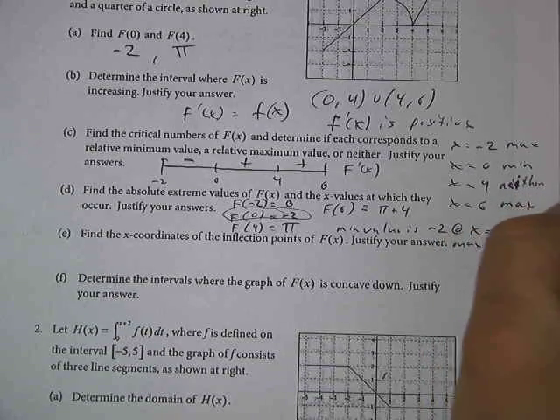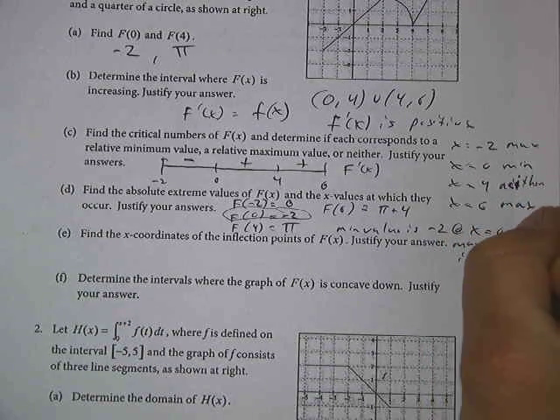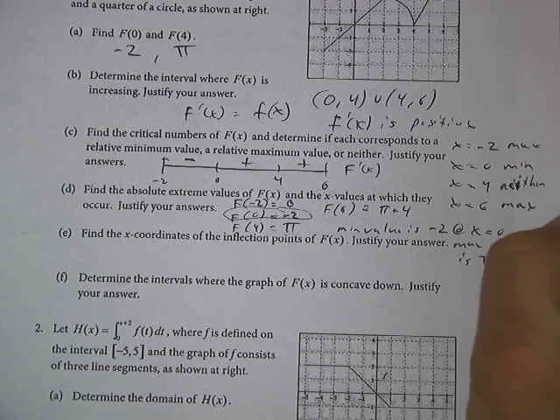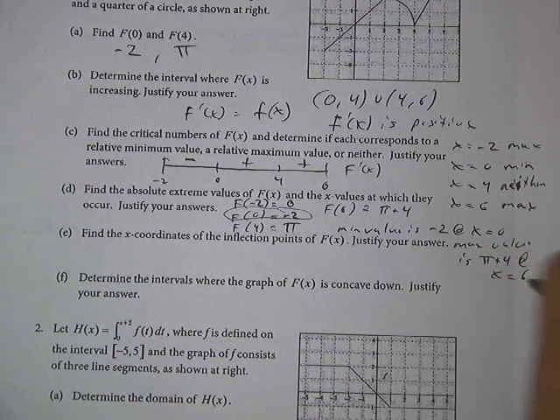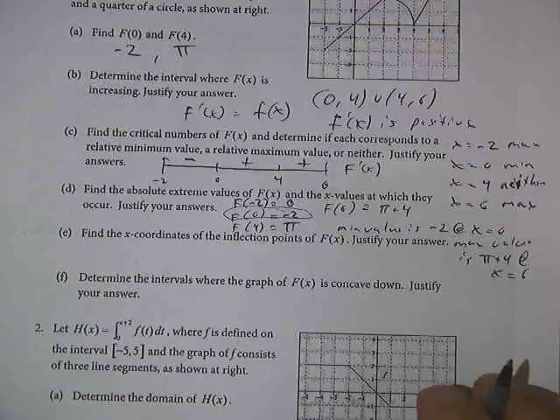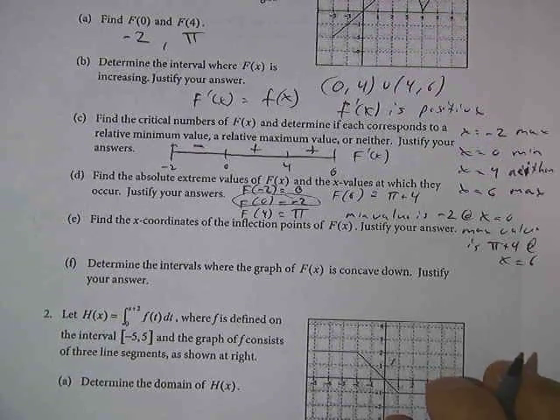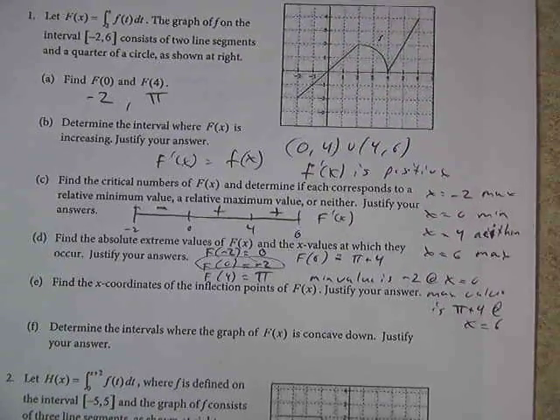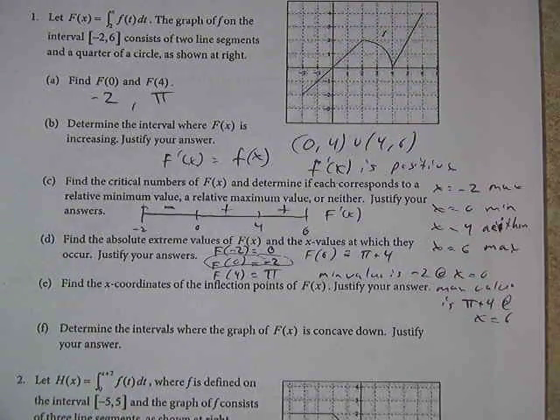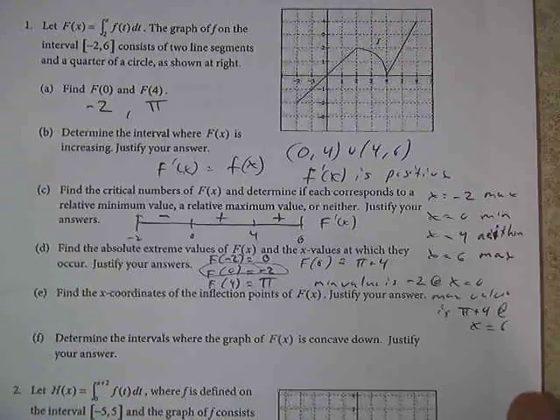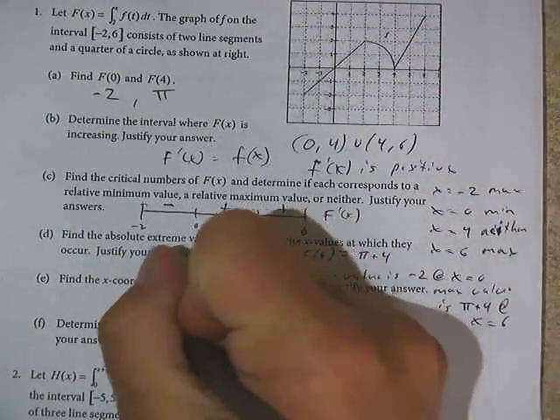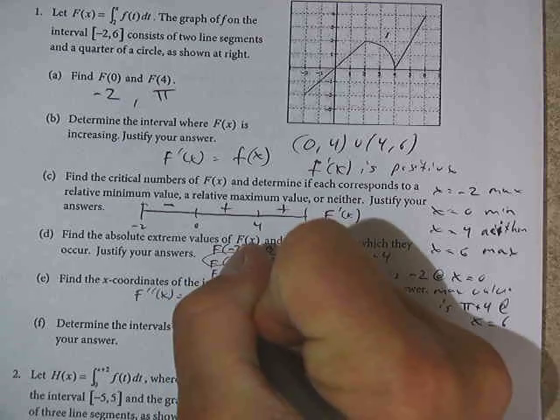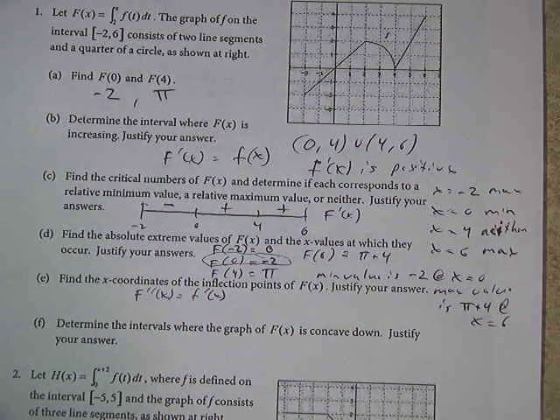Remember, they've asked us for a value. So it would not be okay to leave this as the answer. So we'd say the min value is what? Negative 2. And that'd be at x equals 0. That's the way we should state it. And then the max value is pi plus 4. That would occur at x equals 6. Questions on that one?